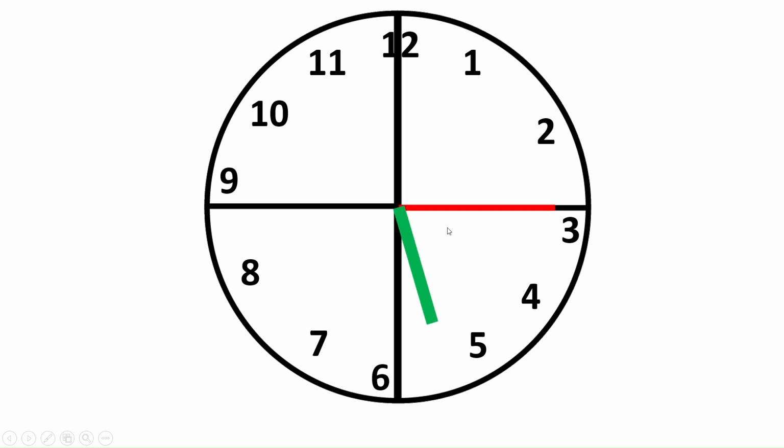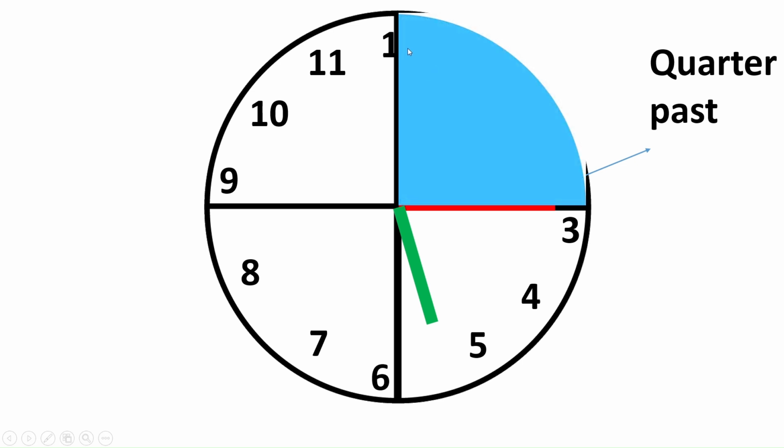Let's see when the minute hand moves around to the 3. When the minute hand moves to the 3, we would say that this is quarter past. We say that it is quarter past because we can see that a quarter of the circle has been covered. The minute hand has moved a quarter around the circle. So it's moved a quarter past the circle.